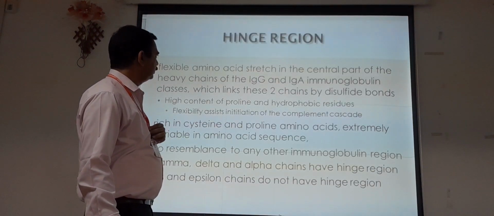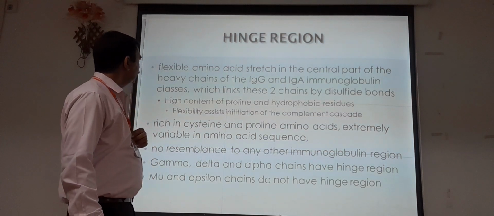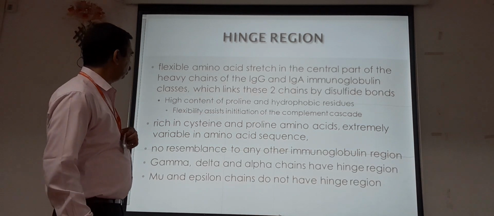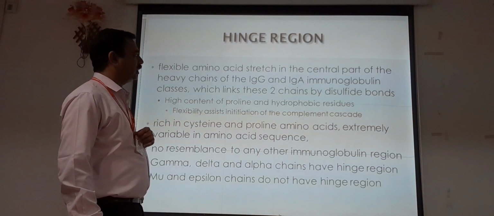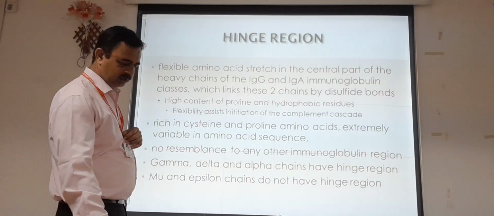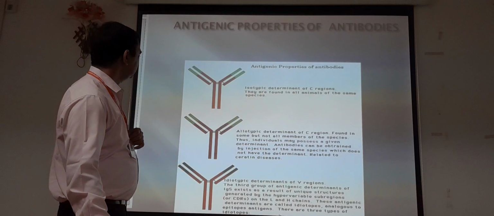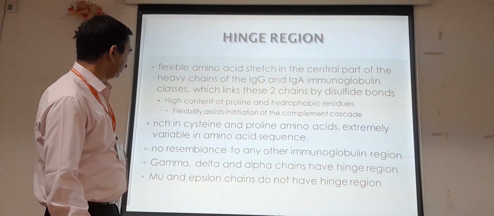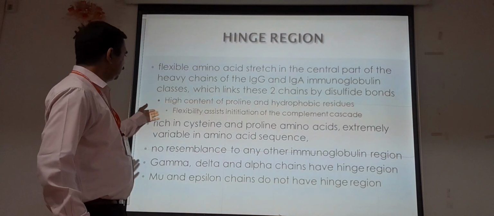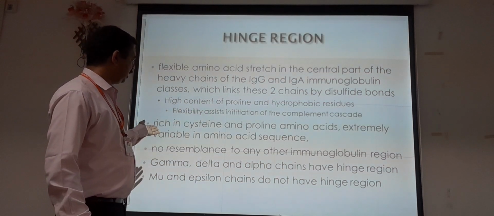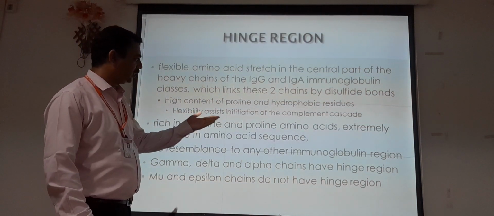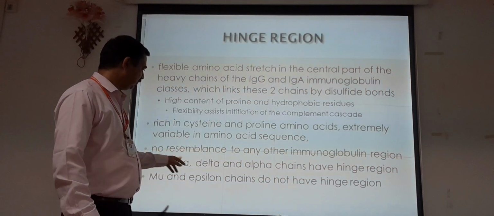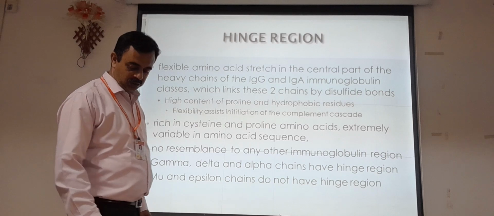Hinge region: the flexible amino acid stretch in the central part of the heavy chains of IgG and IgA immunoglobulin classes, which links these two chains by disulfide bridges. See this. This is the hinge region, what we are talking about. Rich in cysteine and proline amino acids, extremely variable in amino acid sequence, no resemblance to any other immunoglobulin region. Gamma, delta and alpha chains have hinge regions, mu and epsilon don't have any sort of hinge region.